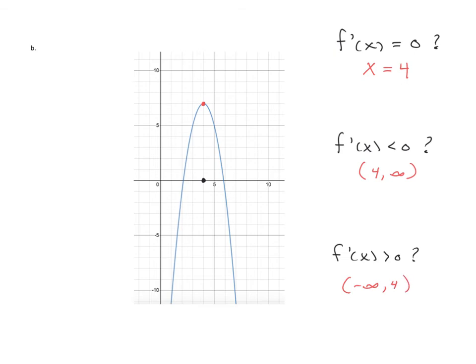So this is where the derivative is 0. Over here, it's positive, and over here, it is negative. So if I try to sketch this in, maybe it looks something like this. Not perfect, but I think that's a general sketch of the derivative.